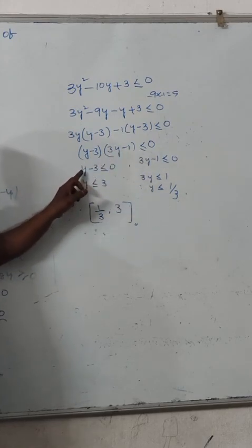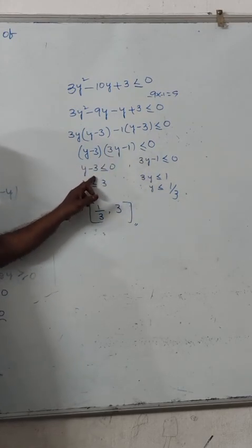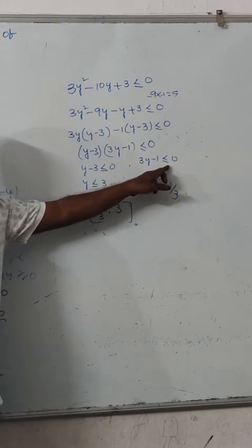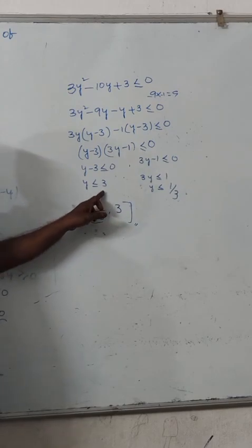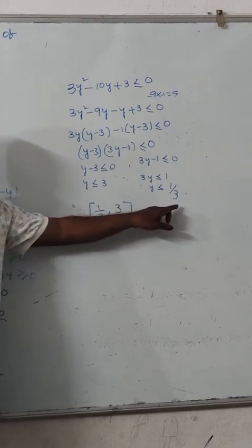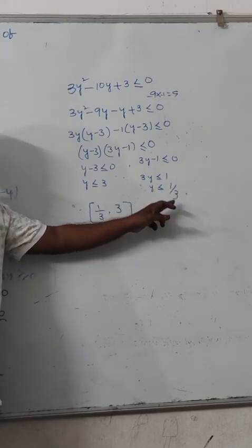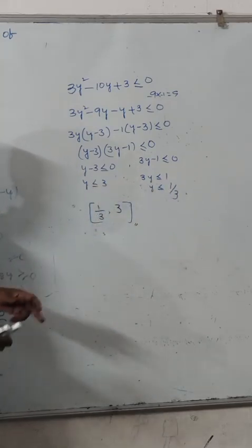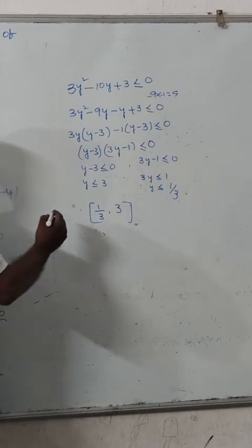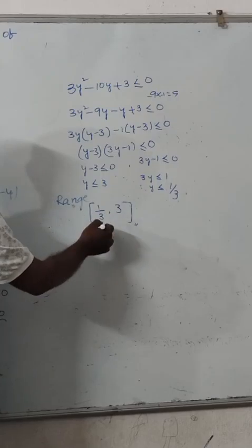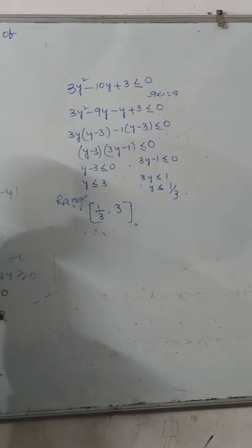That means there are two solutions: y minus 3 is less than or equal to 0 and 3y minus 1 is less than or equal to 0. Now the y values are 3 and 1 by 3. That means the y value lies between 1 by 3 and 3. So the range is the closed interval 1 by 3 comma 3.